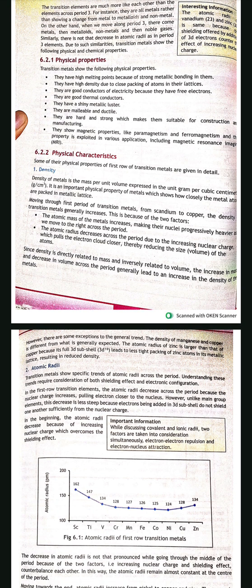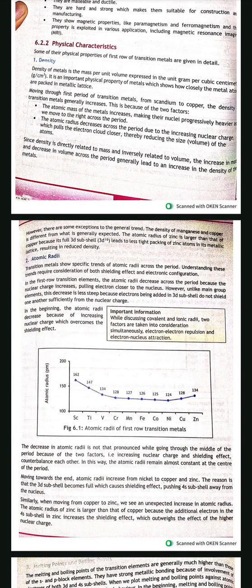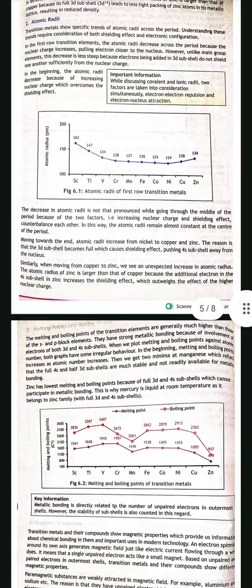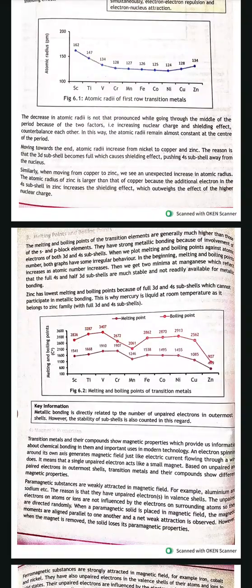Physical properties: they have high melting points, they have high density, they are good conductors of electricity, they are good thermal conductors, they have shiny metallic luster, they are malleable and ductile, they are hard, and they show magnetic properties like paramagnetism and ferromagnetism. Physical properties are density, atomic radii, melting and boiling points. So we will see them one by one.